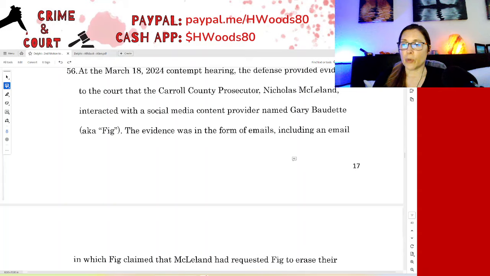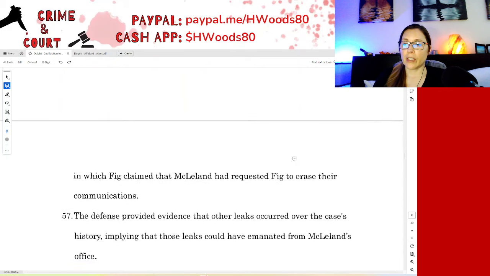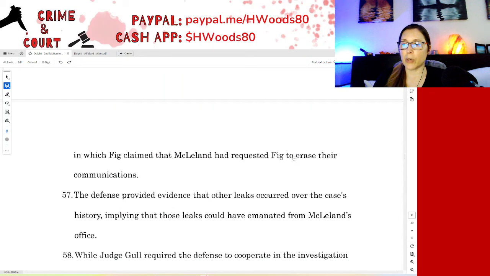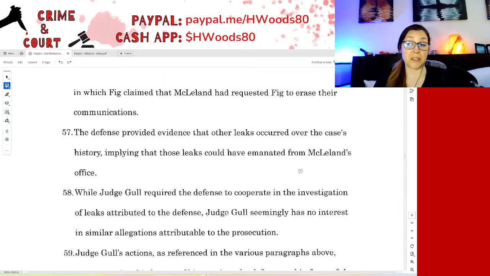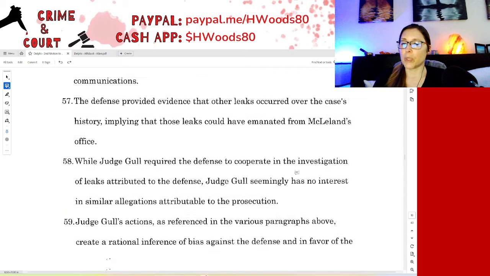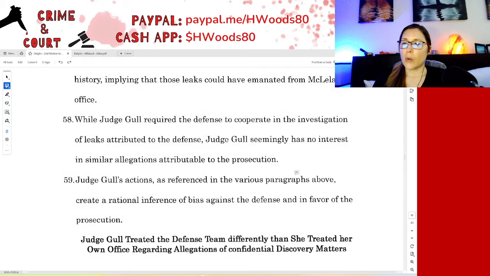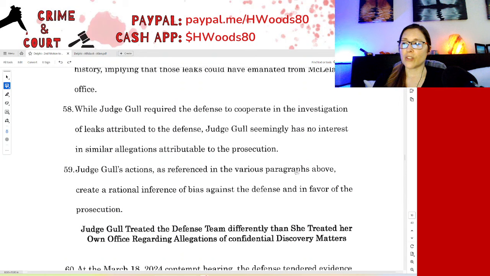The evidence was in the form of emails, including an email in which Fig claimed that McClelland had requested Fig to erase their communications. Number 57, the defense provided evidence that other leaks occurred over the case's history, implying that those leaks could have emanated from McClelland's office. Number 58, while Judge Gull required the defense to cooperate in the investigation of leaks attributed to the defense, Judge Gull seemingly has no interest in similar allegations attributable to the prosecution.